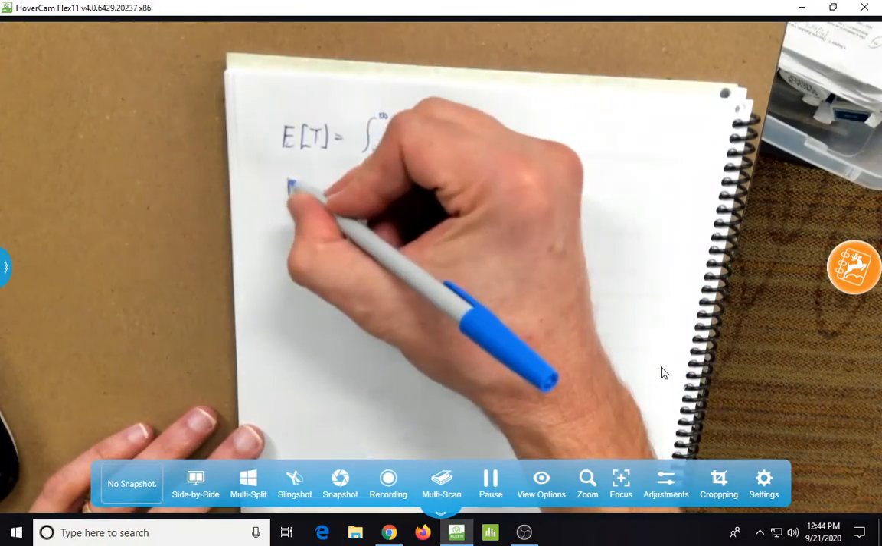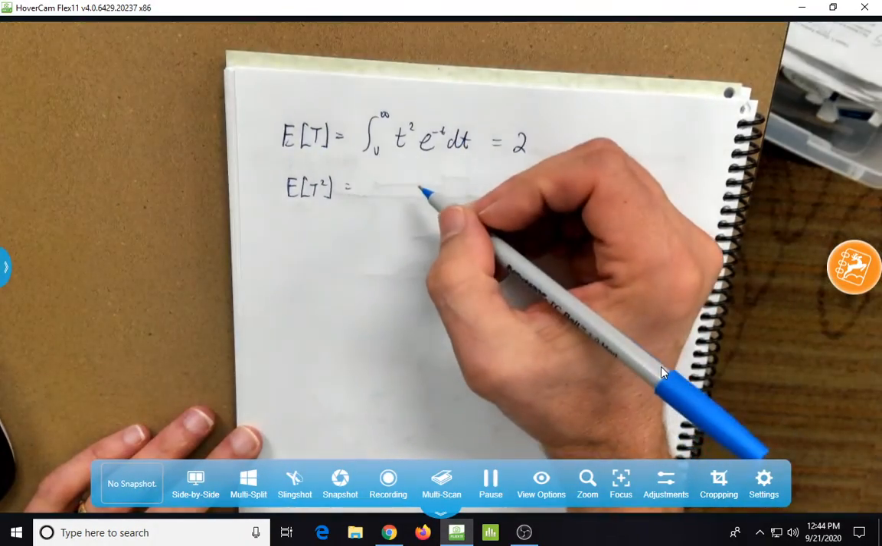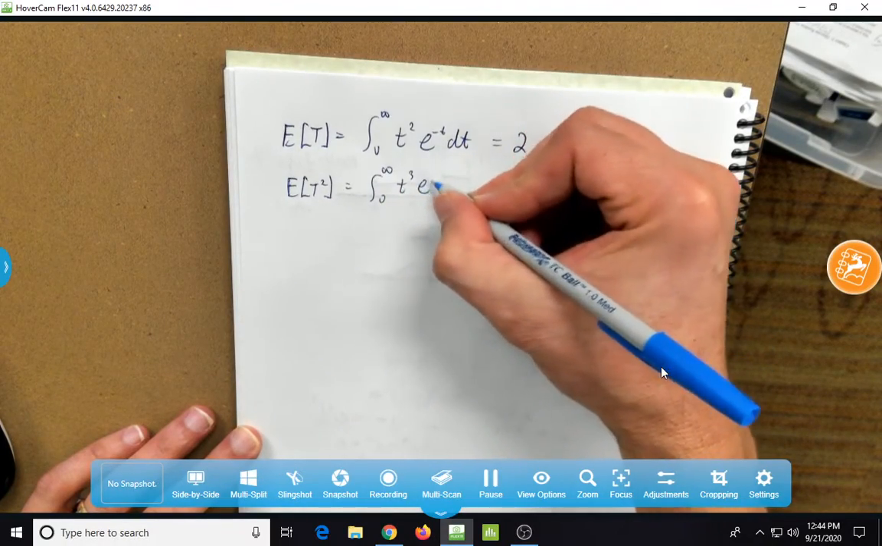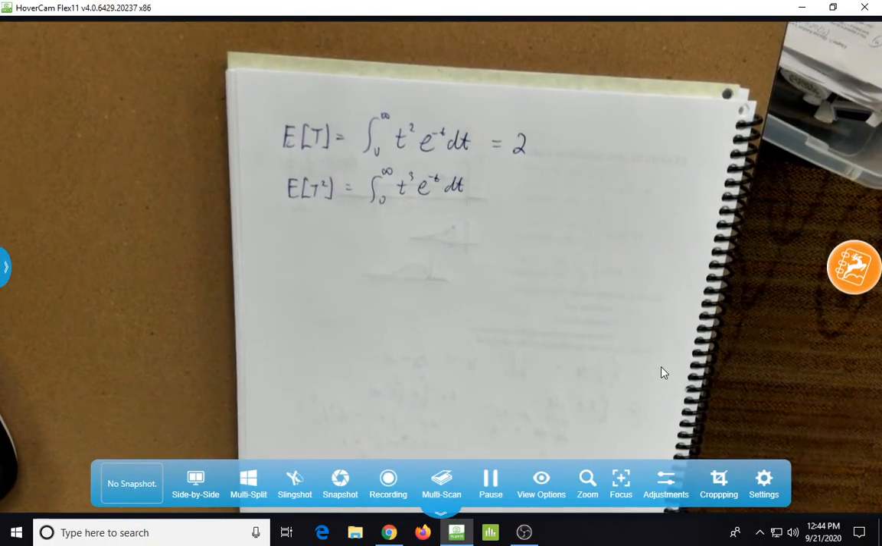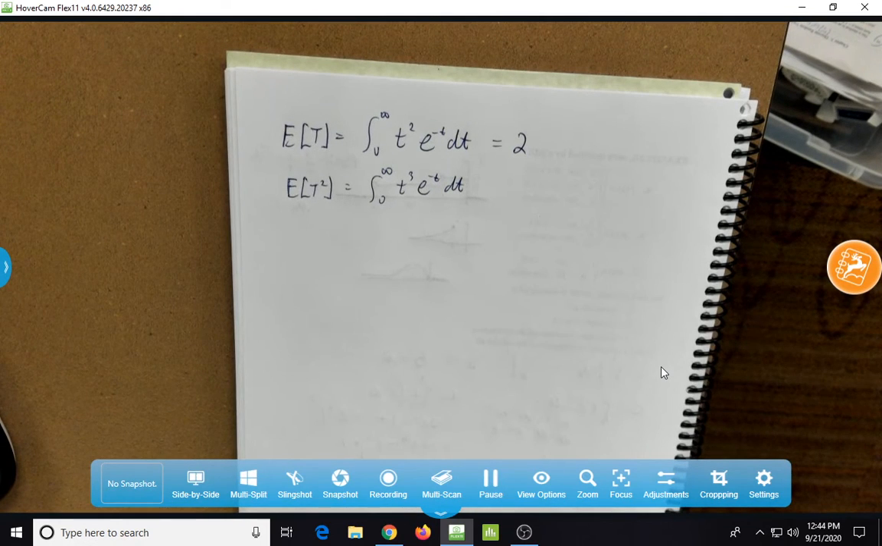I'm going to show you a different method to find the second moment. Let's do the integral from 0 to infinity of t cubed e to the negative t dt. You could do the same one with this property as well. Some of you may not have seen this property before. It's kind of a nice thing for engineers sometimes.